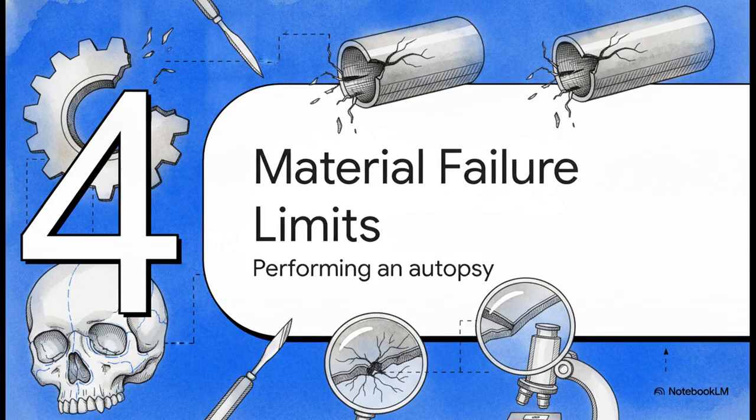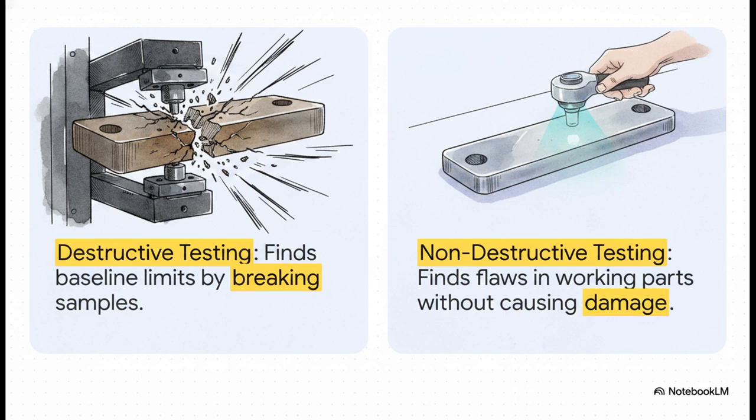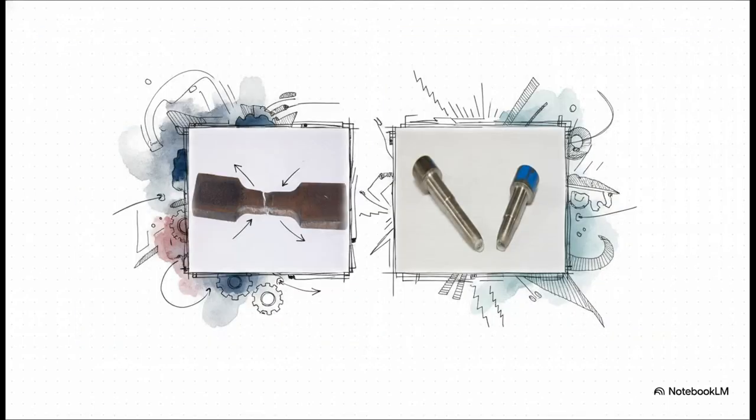Moving into Section 4, pushing materials to failure. So, to truly understand a material's limits, sometimes we have to act like forensic pathologists and perform a sort of industrial autopsy. Destructive testing deliberately pushes a sample piece of material under immense stress until it literally snaps, shatters, or deforms. That finds its absolute baseline limits. Non-destructive testing then takes that baseline knowledge and uses it to search for flaws in real-world parts while keeping them perfectly intact. Let's step over to our evidence board and see how this builds.